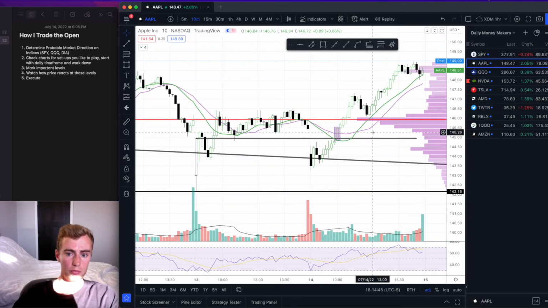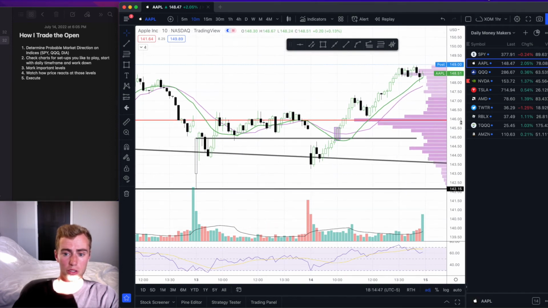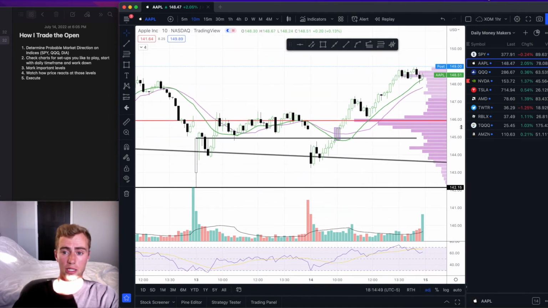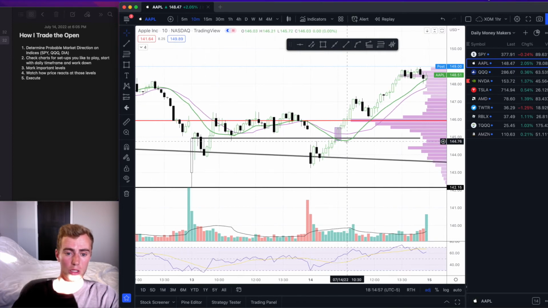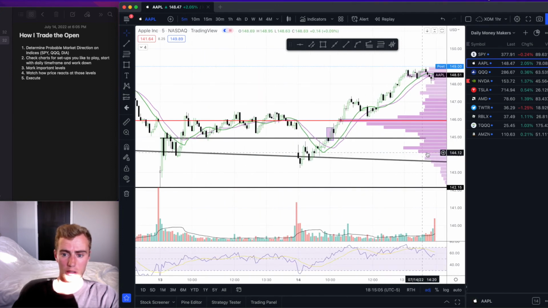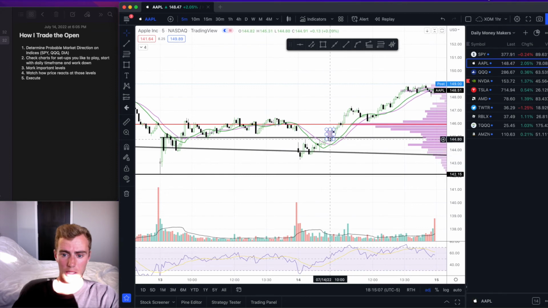So the final thing that you need to do is you need to execute. And you'll notice that I always bring up execute, just like I always bring up risk management. They're two of the most important things you need to be able to do. In a situation like this, you might ask yourself, well, Brady, where are you buying? I would be buying on this second candle right here.